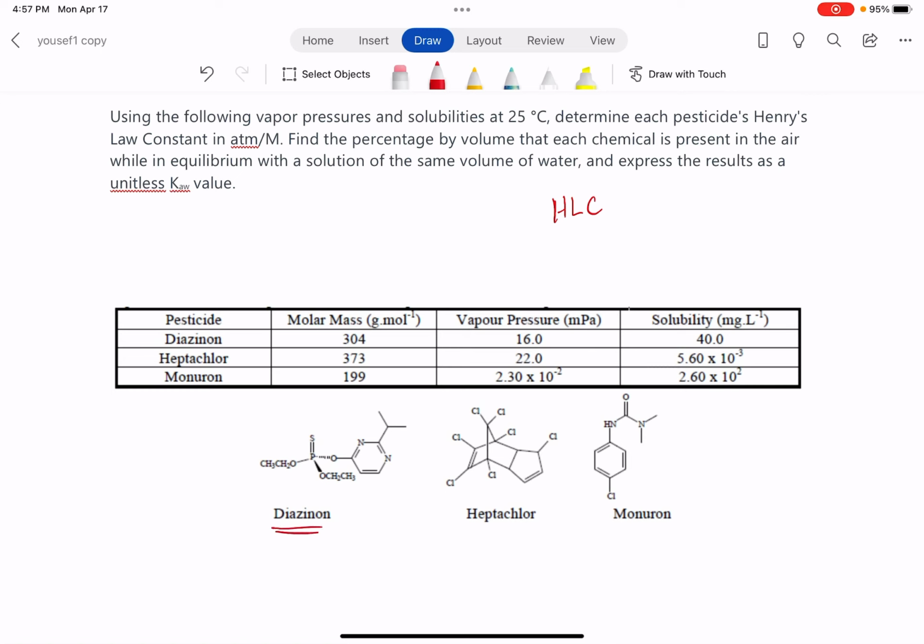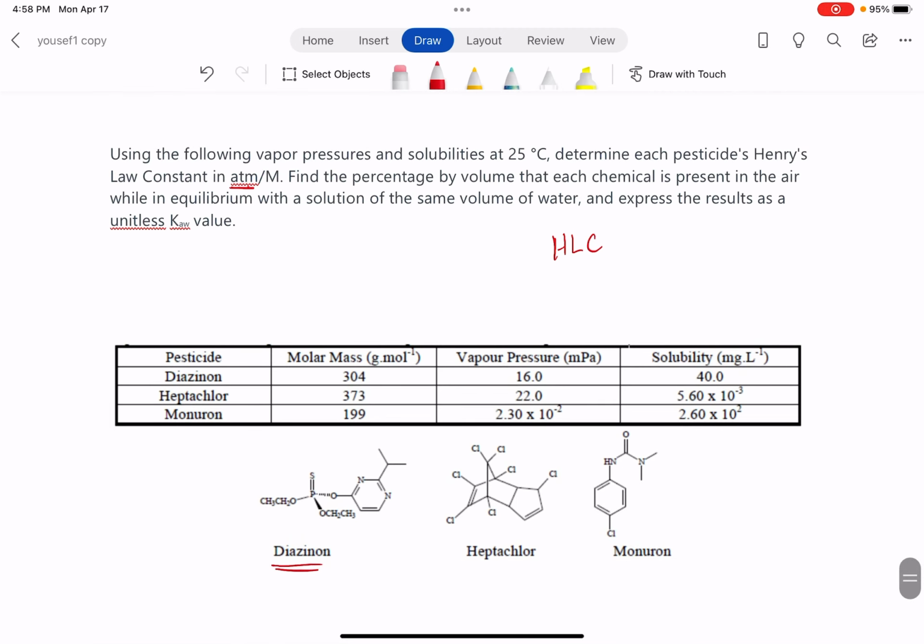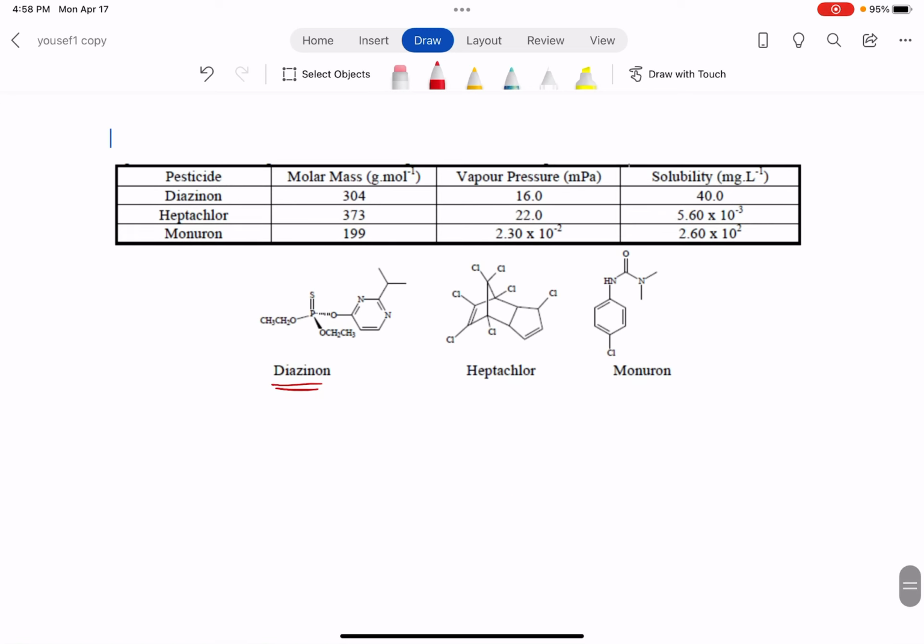So I will do diazinon. Let's look at diazinon's molar mass, or molecular weight. It is 304 gram per mole. Vapor pressure 16 millipascal. Solubility milligram per liter. So I will try to change the pressure to atmospheric, because that's what we need. Remember, you need atmospheric here. So I'll convert the vapor pressure from millipascal to atmospheric.